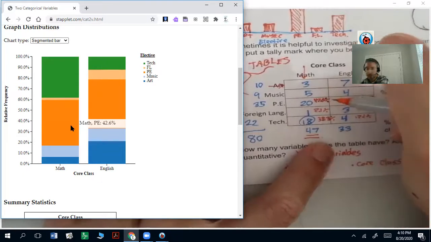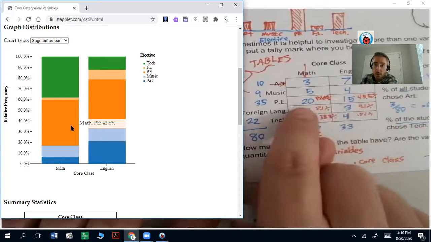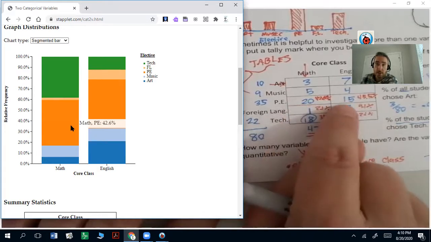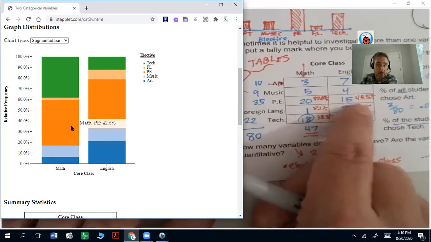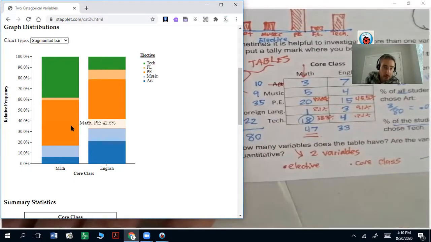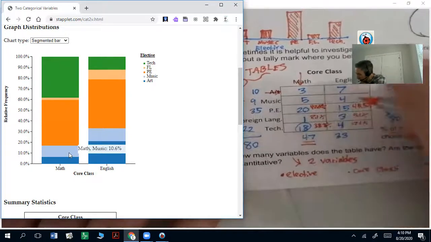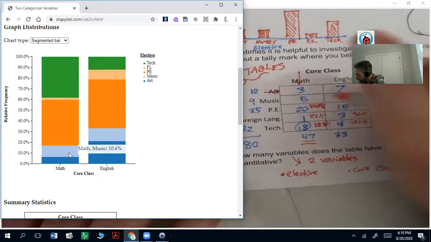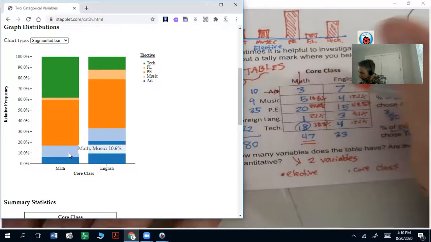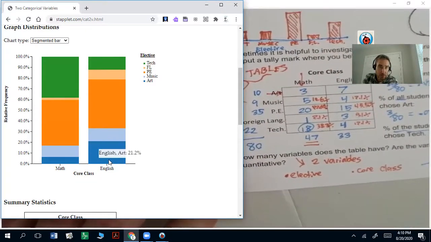And this is an important distinction. You notice that percent is smaller than that, right? Even though there are more people in PE than English, the percent of English students that like PE is slightly higher than the percent of math students that like PE. All right, the last couple, English and music, 12.1 and 10.6. All these calculations can be done just using straight division. And then the last one, English and art, 21.2 and 6.4.